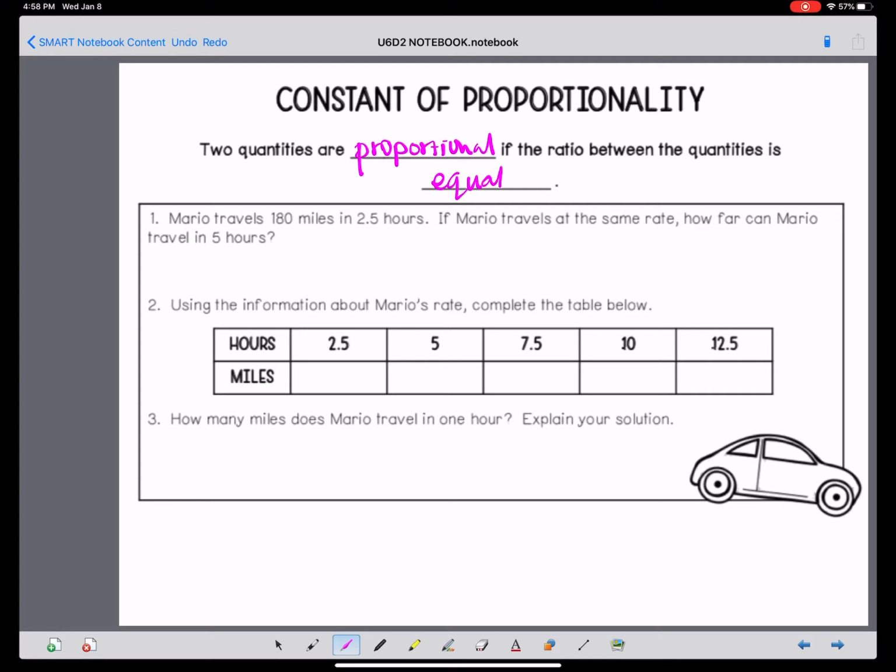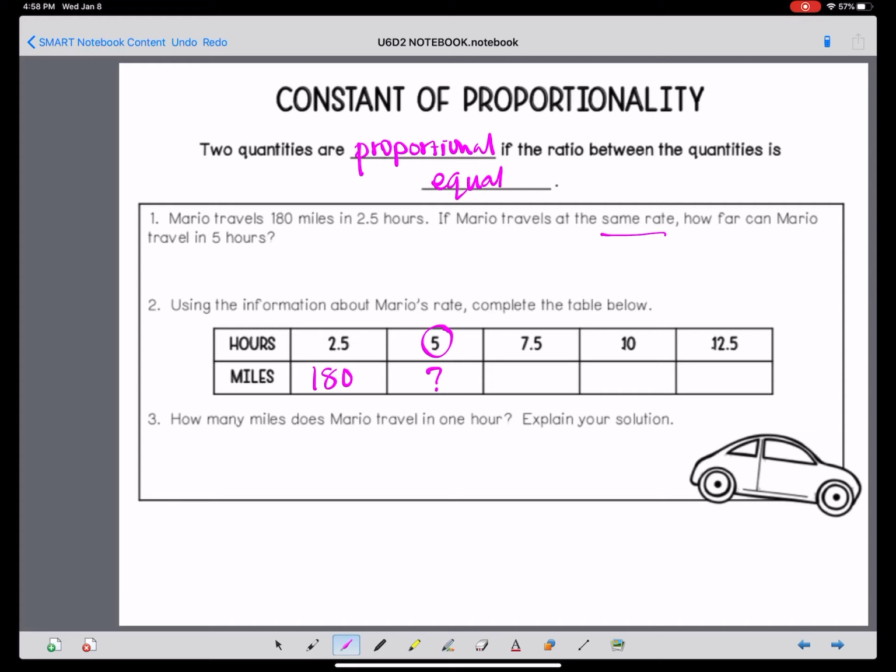So here's our example problem. Mario travels 180 miles in 2.5 hours. If Mario travels at the same rate, how far can Mario travel in 5 hours? How far will he be able to travel right here?